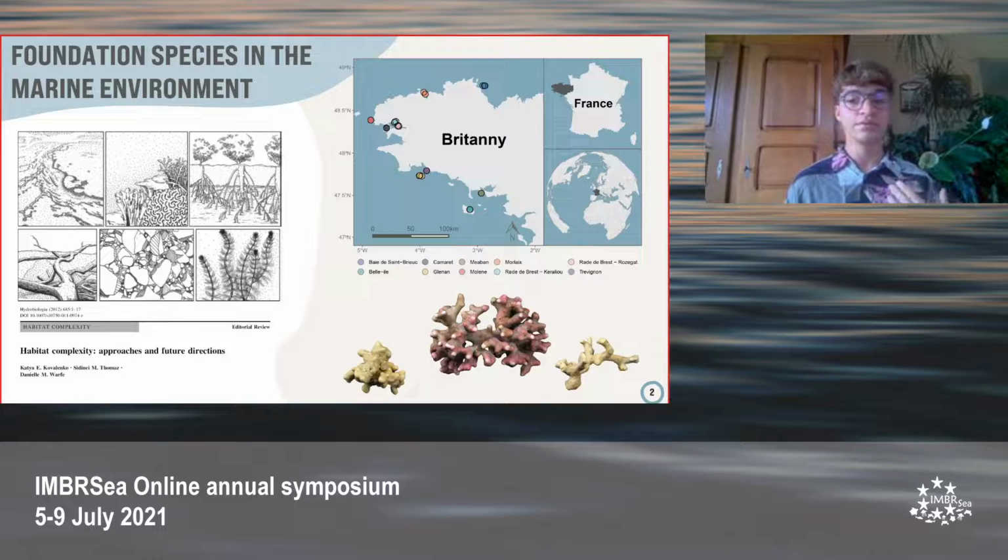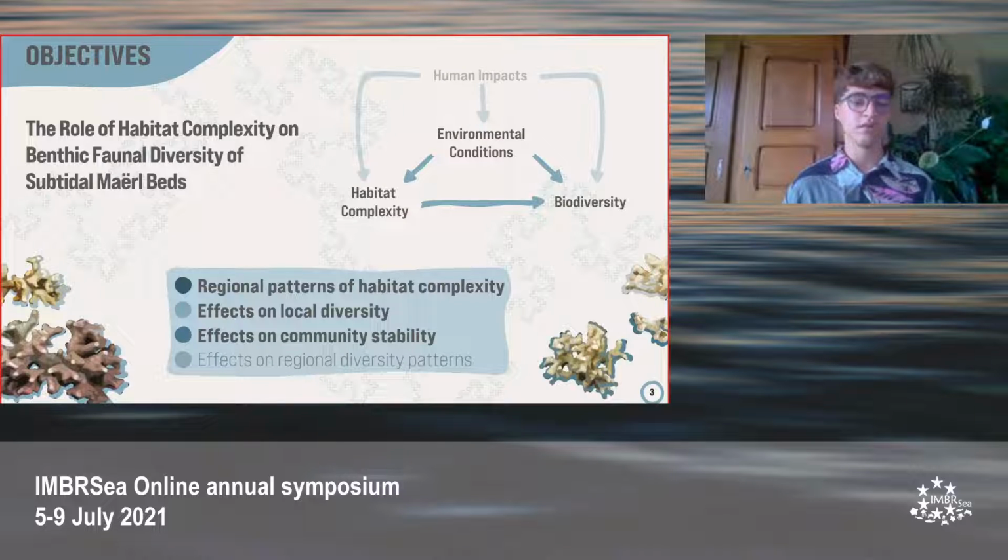So our main objective was to investigate the role of habitat complexity on diversity by studying the links between the complexity provided by maerl beds, the physical environmental conditions that they are exposed to, and the benthic macrofaunal communities that they harbor. Our specific goals were to understand regional patterns of maerl habitat complexity and its effects on the local faunal diversity, on community stability, and finally, on the regional diversity patterns. But I'll present our main findings only on the first three topics.